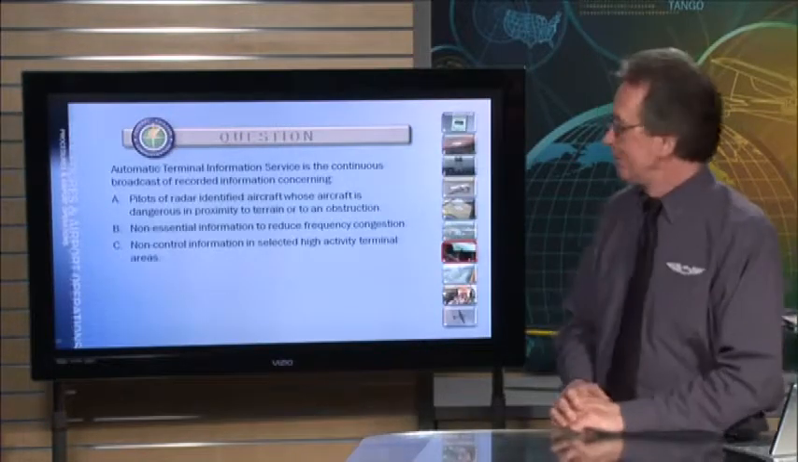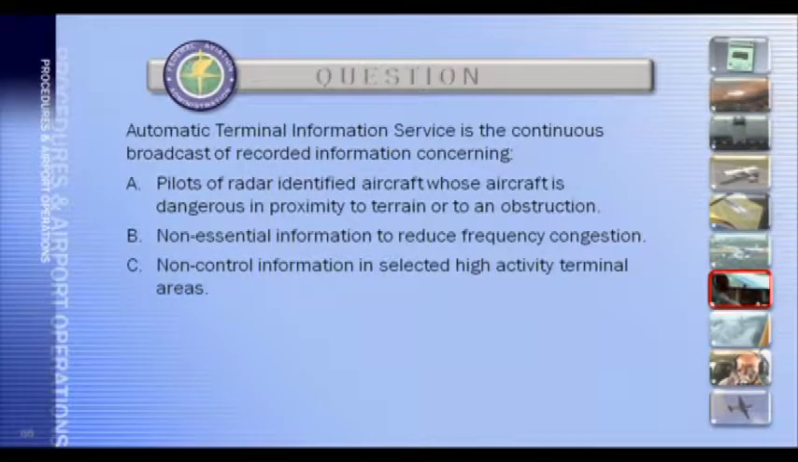Question number two. Automatic Terminal Information Service is the continuous broadcast of recorded information concerning which of these three?